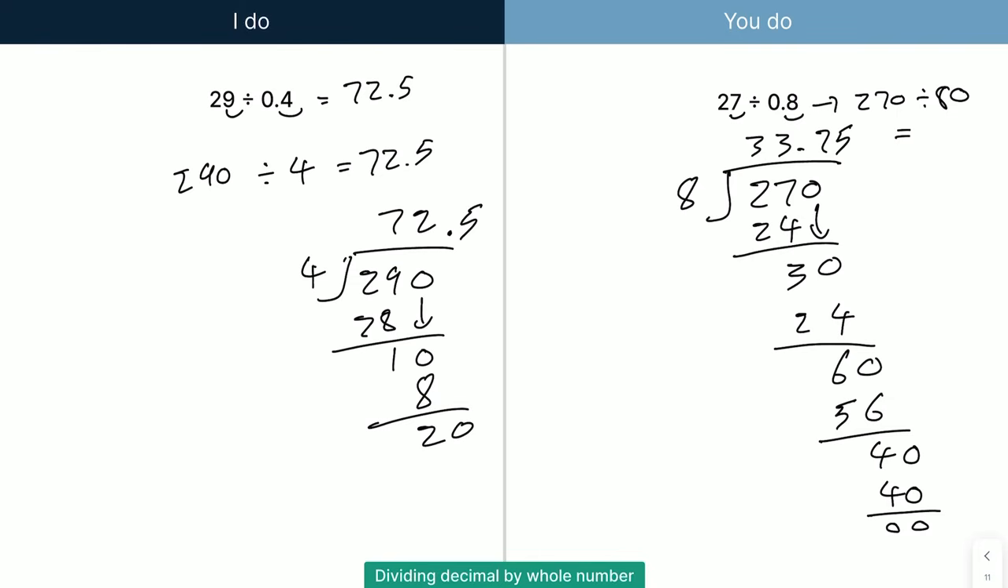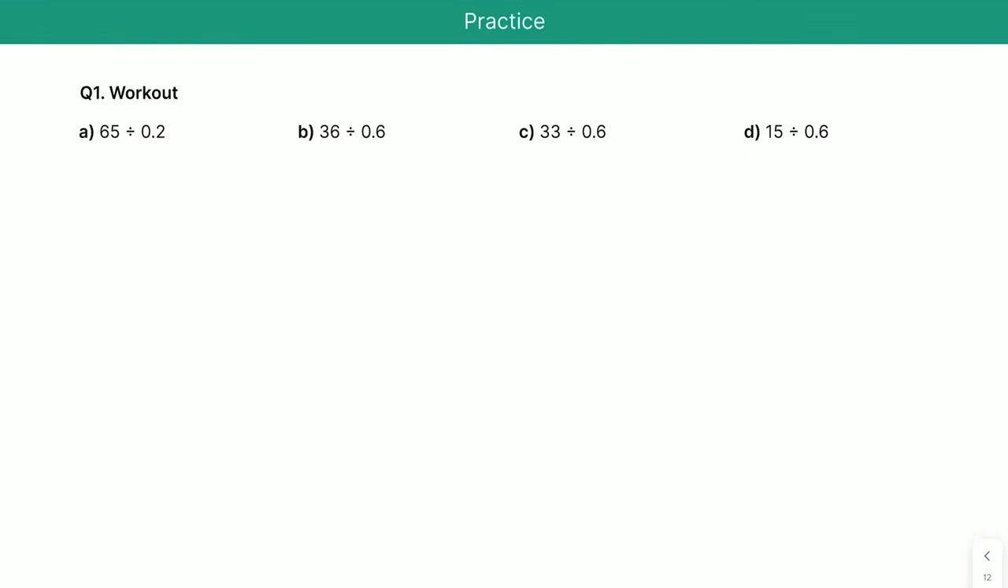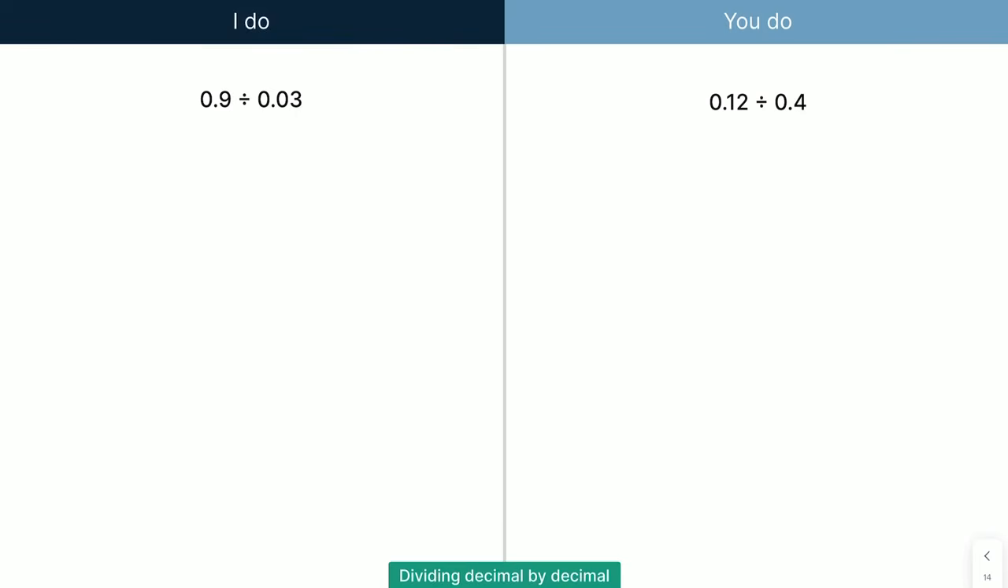Now, moving on. Here's some practice questions you have to have a go at. Press pause and have a go. Here are the answers, mark your work. And now moving on, we've got a decimal on both sides.